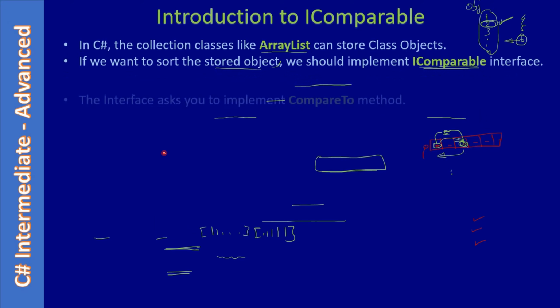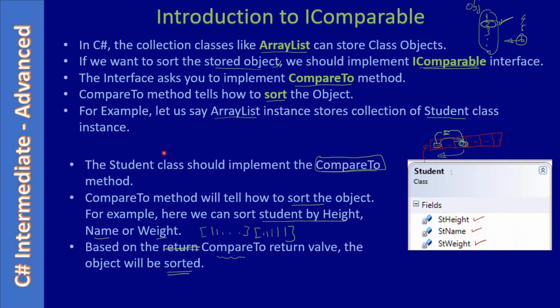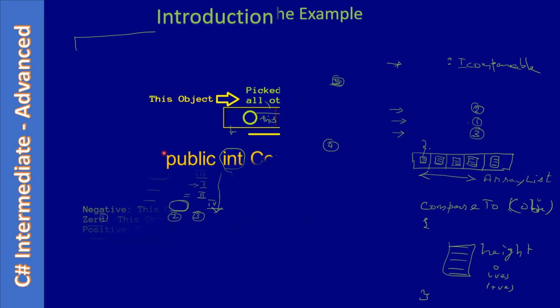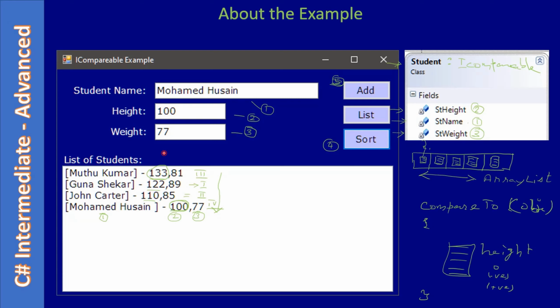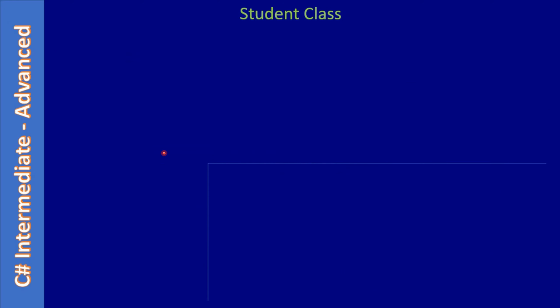Those are all the slide decks from previous two parts. Now we will proceed with the example. In this example, we are going to implement IComparable interface. If you see, we have a student class. In Visual Studio IDE, we will create a student class.